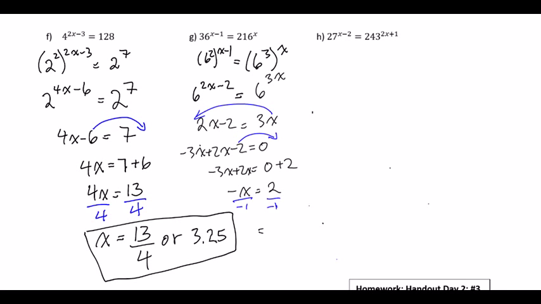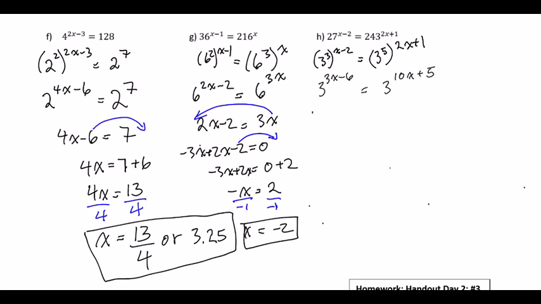This last problem, I'm just going to go through it really quickly. It shouldn't be too difficult. All you need to realize is that our base for these two is going to be 3. And for the right side, 243 is 3 to the 5, raised to the 2x plus 1. Now we apply power of a power to both sides of these equations. So this and this hits this, and we end up with this problem.